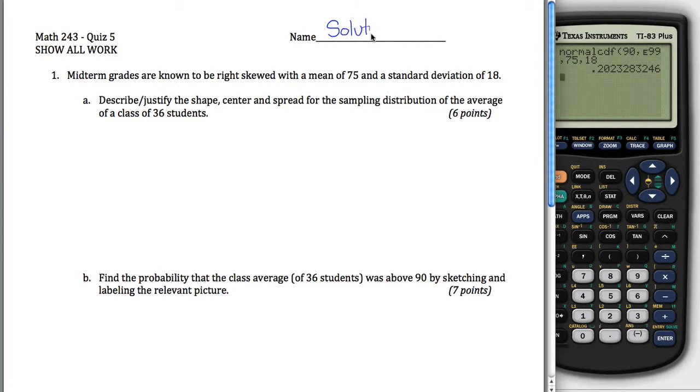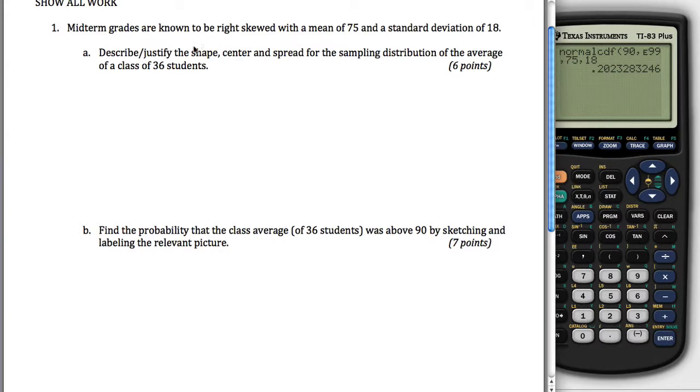Alright, solutions for quiz 5 for Math 243. Midterm grades. They are right skewed with a mean of 75 and a standard deviation of 18. What it wants me to do is describe and justify the shape, center, and spread for the sampling distribution of the average of a class of 36 students.